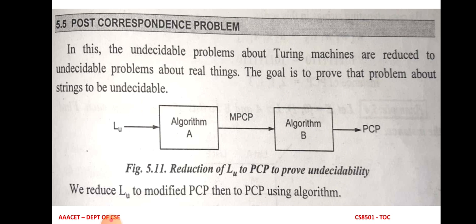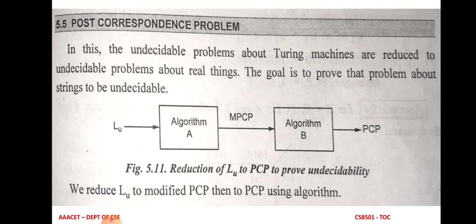So what is the use of PCP? Here we know what an undecidable problem is, which means we can't give any solution for those particular undecidable problems. Undecidable problems about Turing machines involve the process of reducing one particular undecidable problem into another undecidable problem. So here the new concept is reduction. We have to reduce one undecidable problem into another undecidable problem. That is the concept of PCP.